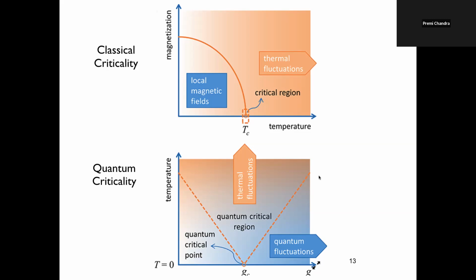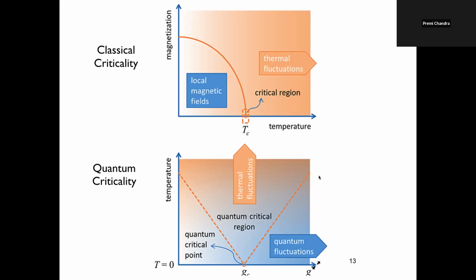Okay, so classical criticality. Are there any other questions? Okay, so classical criticality, we have, for example, magnetization, we have local fields. Here we have a critical classical thermal fluctuation. However, with quantum criticality, we have temperature, then we have another tuning parameter. We have a quantum critical point, quantum fluctuation, but here we have quantum and thermal fluctuations.